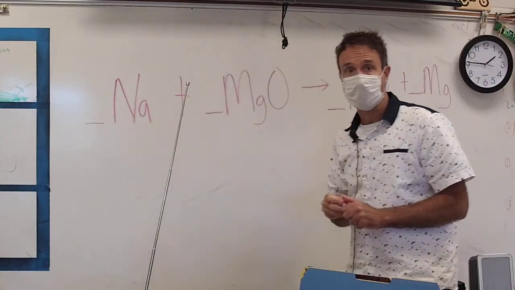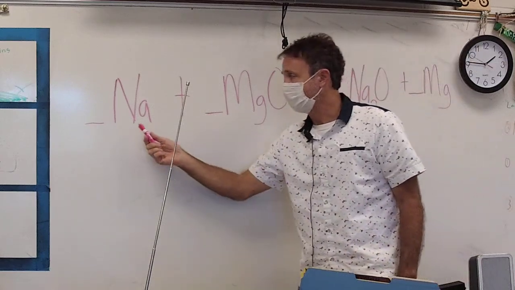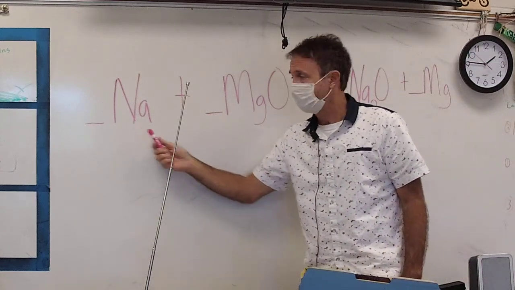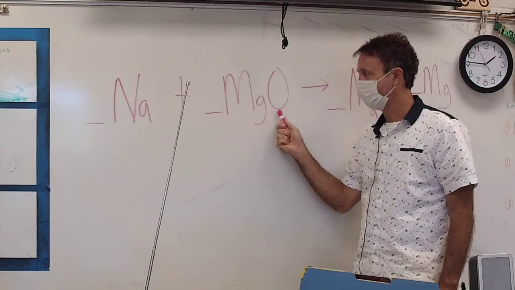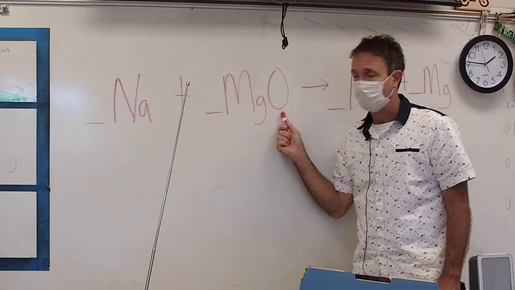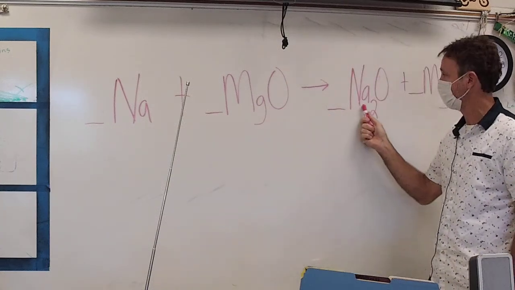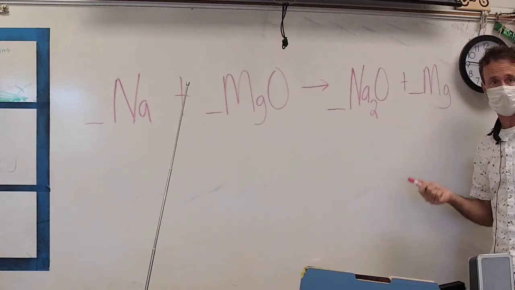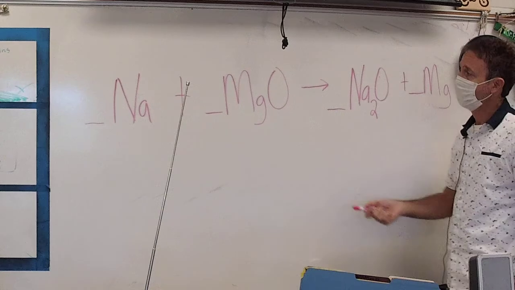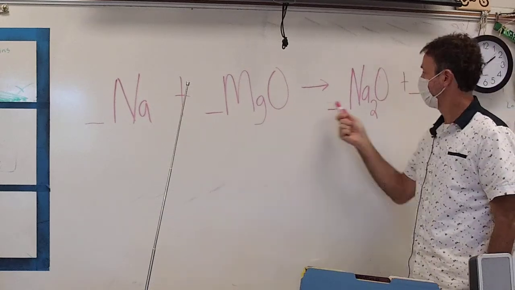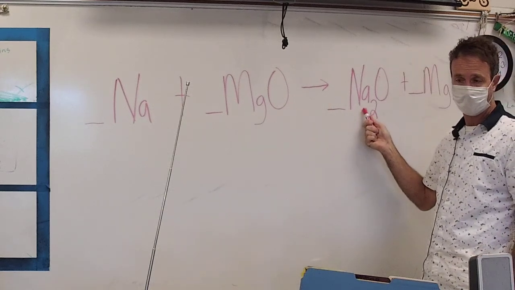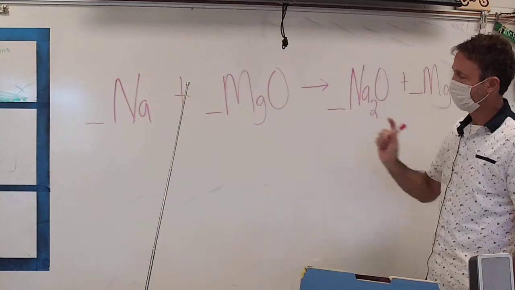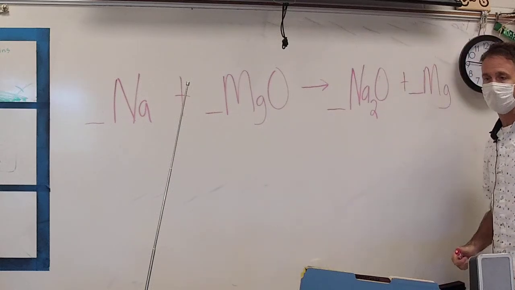What type of reaction would this be? The sodium is by itself. That's right. Magnesium's with his girlfriend. And then something happens, and now sodium's with oxygen, and magnesium's by itself. That's called a single replacement reaction. Magnesium was replaced by sodium in the compound, okay? So first of all, that's a SR, single replacement.